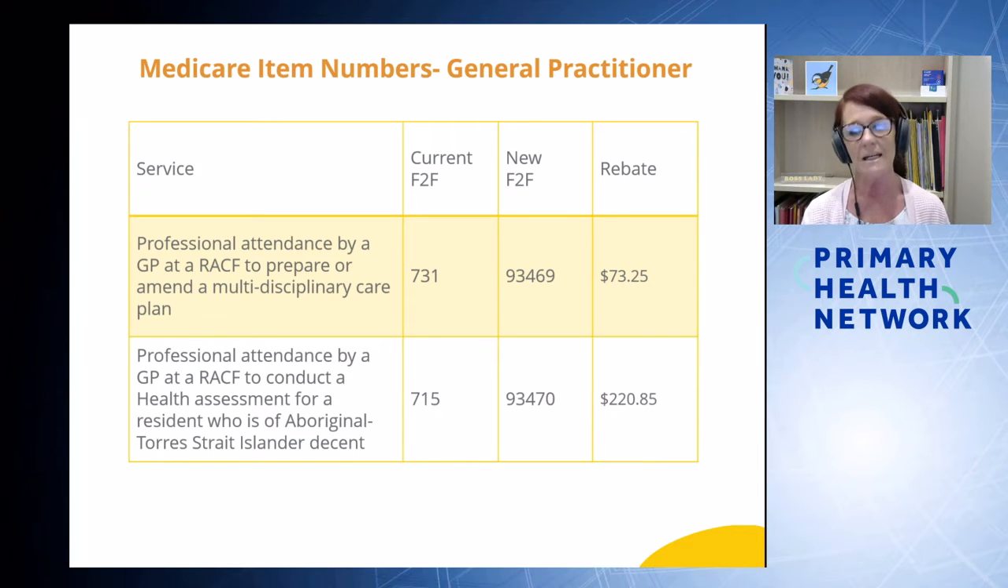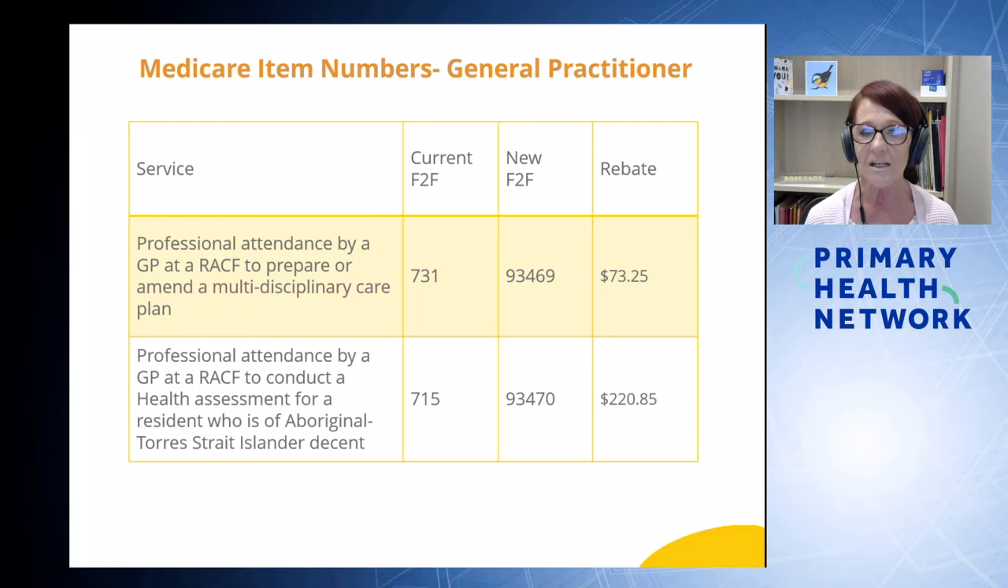From that visit, you would then implement your 5 visits to the allied health professionals. So diabetes educator, dietitian, physio, chiropractor, any of those services. Now, when you go into the facility to do exactly the same thing, you need to bill the 93469.